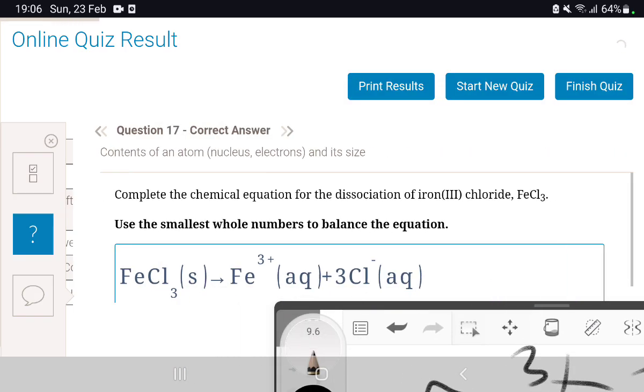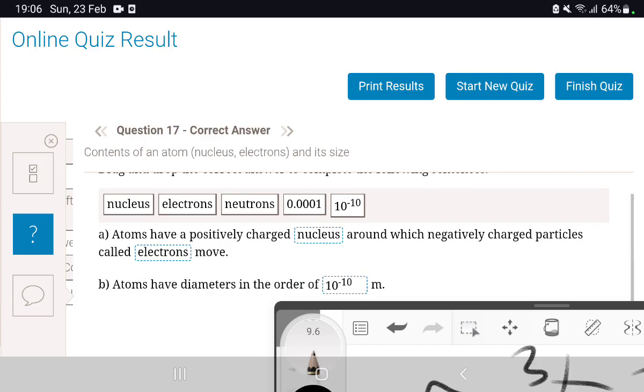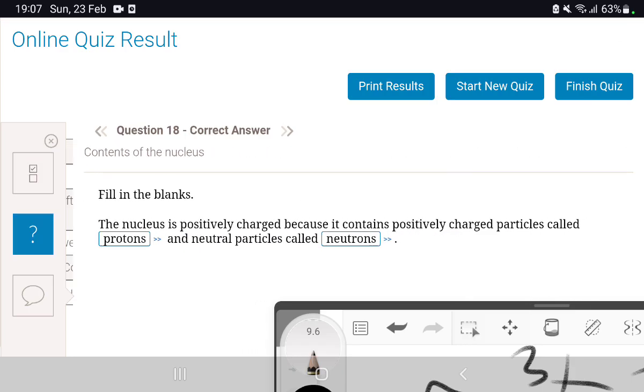Number 17. Atoms have a positively charged nucleus around which negatively charged particles called electrons move. Atoms have diameters in the order of 10 to the power of negative 10 meters. Number 18. The nucleus is positively charged because it contains positively charged particles called protons and neutral particles called neutrons. Electrons, okay, they move freely in an electron cloud.